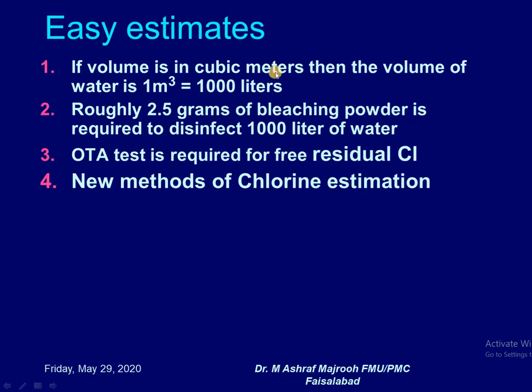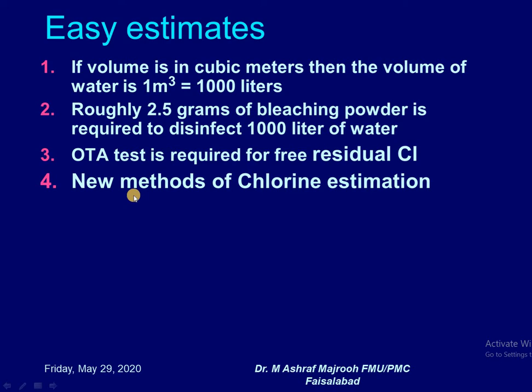For easy estimation of the volume of water and the chlorine, if volume is in cubic meters, then 1 cubic meter of water is equal to 1000 liters. Roughly 2.5 gram of bleaching powder is required to disinfect a liter of water. And at the same time, the orthotoluidine arsenite test is required for free residual chlorine.